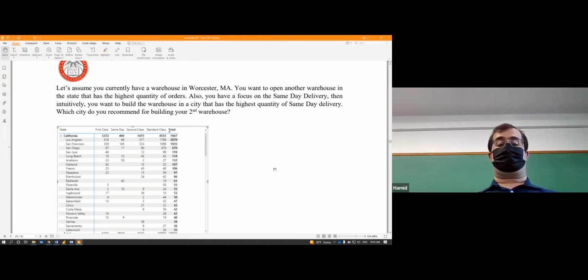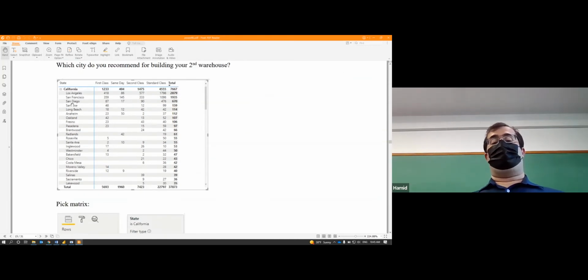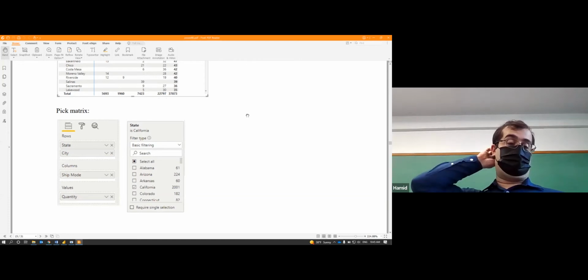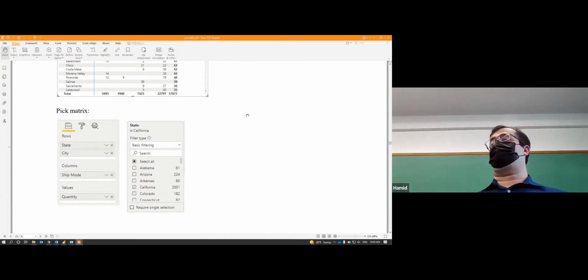So we know that we have columns for quantity of orders, order types, and state. So we want to pick the state with the highest quantity of sales, and then focus on the same day delivery. So as you see, I'm using a matrix.